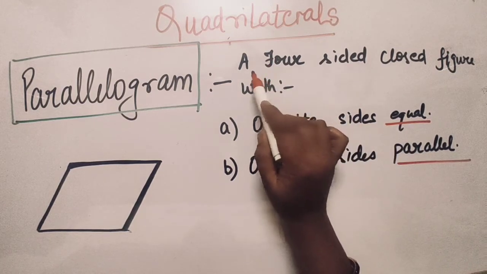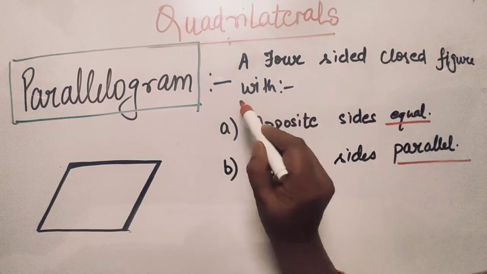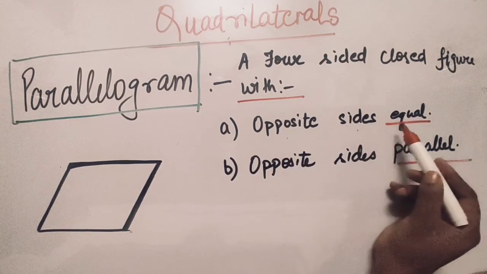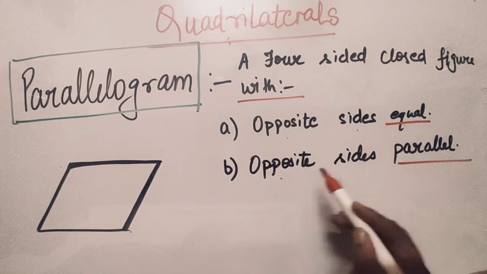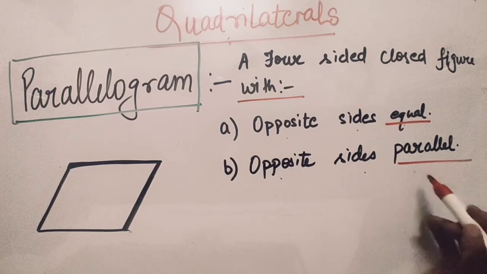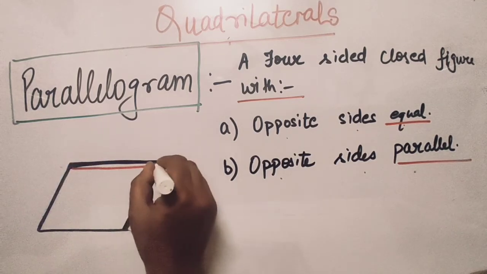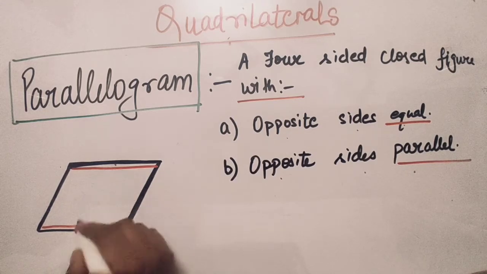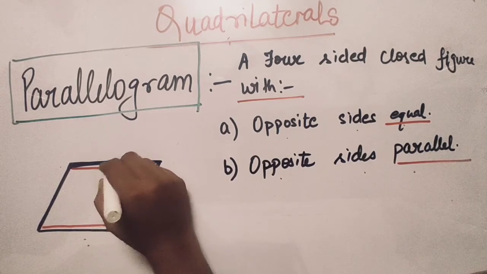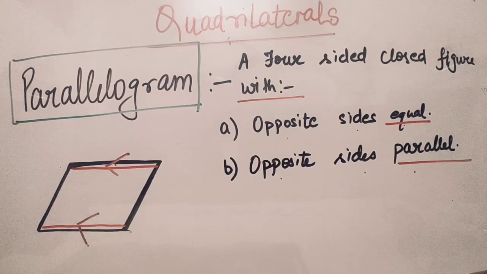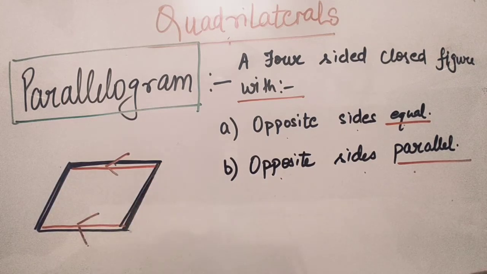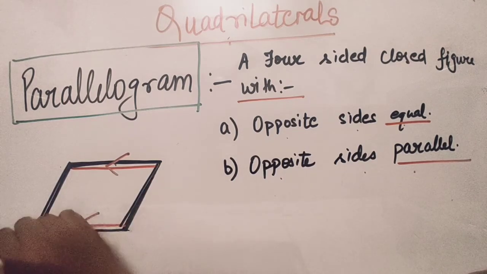Here you can see a four-sided closed figure. What are the basic requirements? Opposite sides equal and opposite sides parallel, right? How? This side is opposite to this side. So the measurements of these two sides are equal and both these sides are parallel to each other. Similarly, this side is opposite to this side, or I can show you in this way.